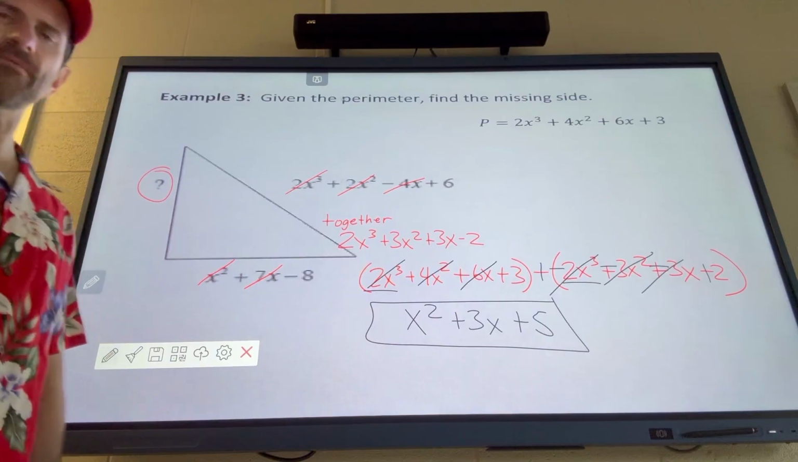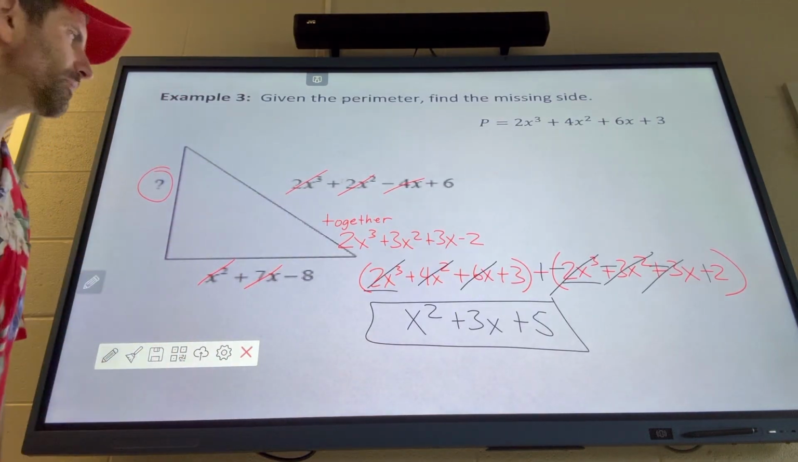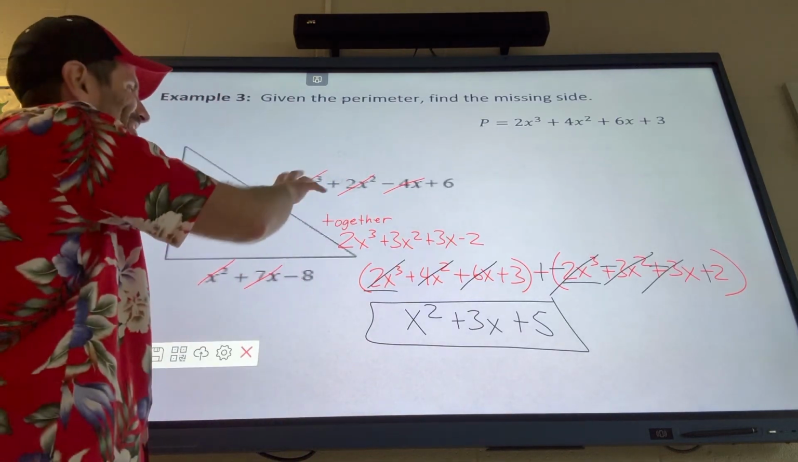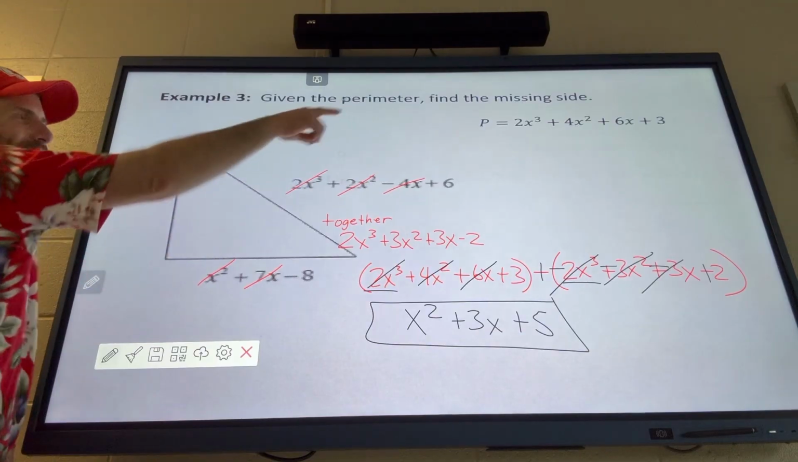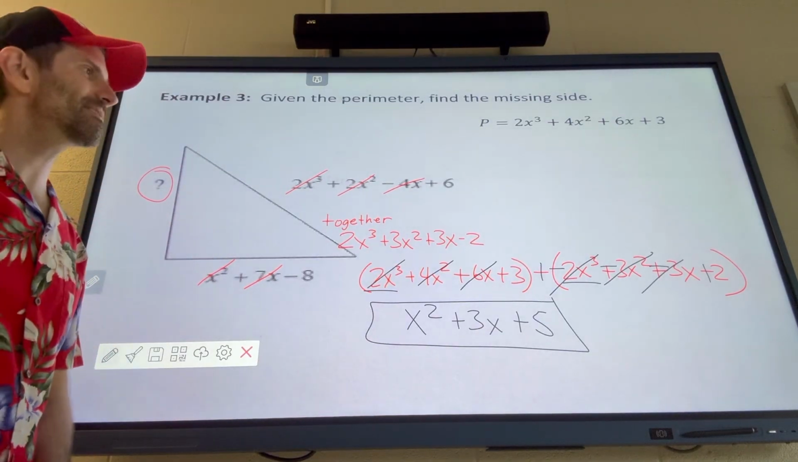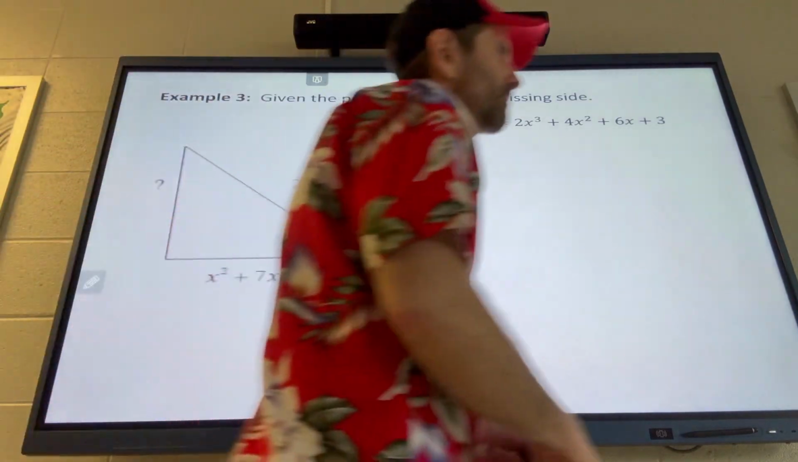Just like so. So hopefully that made sense. You could have gone about this differently, but I like the way we went about it. Combine these two together and then subtract it from the perimeter to get the missing side. I think that worked out pretty nice. Okay, we've got one more, I believe, so let's take a look.